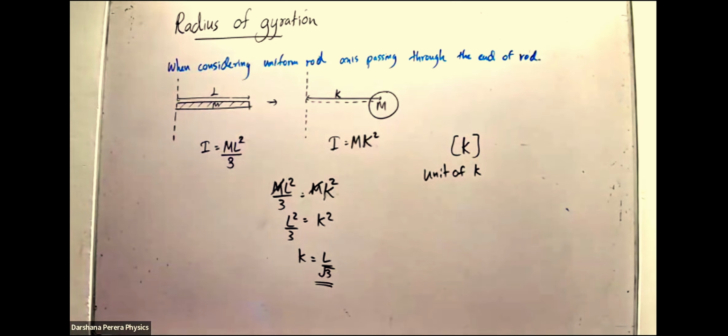Write down this one. When considering a uniform rod, the axis passing through rotates with the axis passing through the end of the rod. Right? Write down the example.